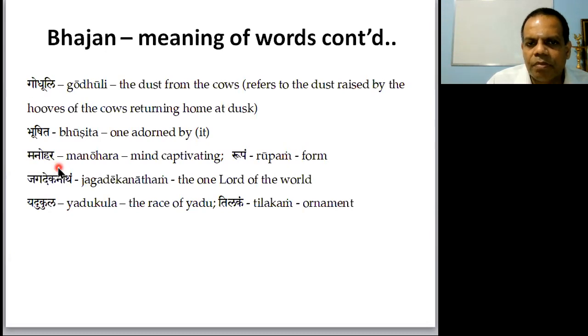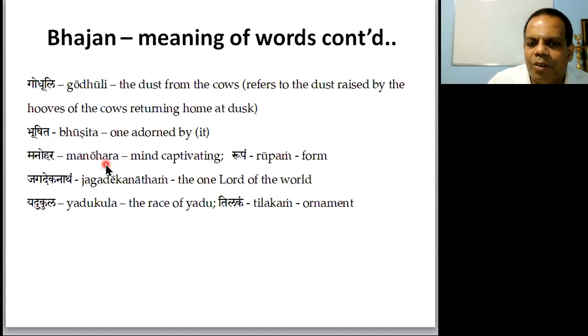Manohara. Okay, this also you'll come across quite often in bhajans. Hara means one who captivates, grabs. Okay, also destroys is a meaning. Depends however you want to use it. Manohara means one who attracts, grabs your attention. It captivates the mind. It also can mean one who kills the mind, who removes the mind, destroys it.